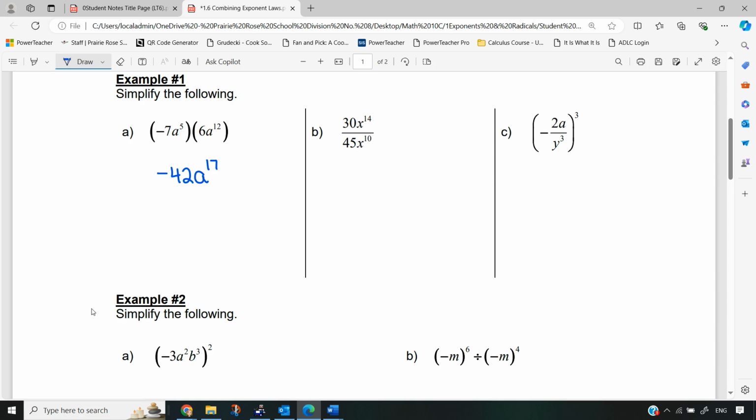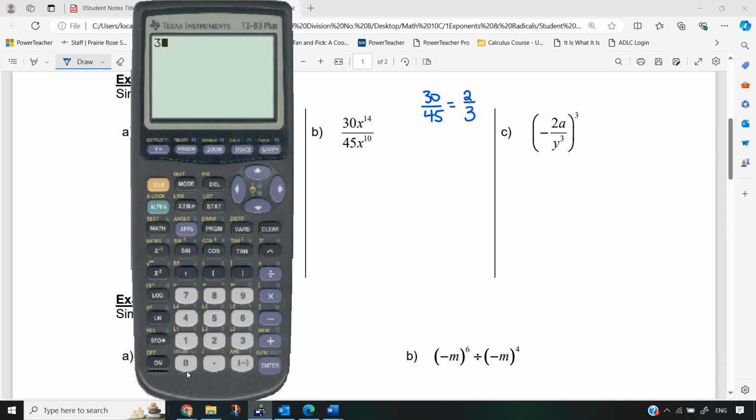30 divided by 45. Well, I can reduce that. So if we think about this as a fraction, I've got 30 over 45. If I divide both of these by 15, that's going to leave me with 2 over 3. If you struggle with reducing fractions, you can use your calculator to help you. We can go 30 divided by 45, and then math, choose 1 for fraction, math frac, and then it's going to convert it to 2 over 3 for you.